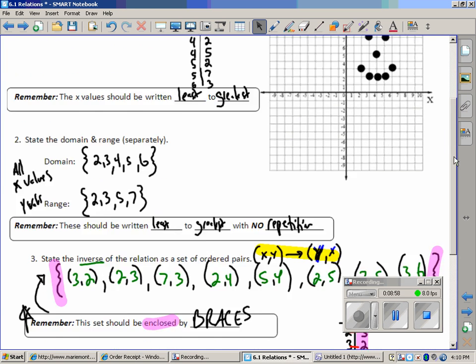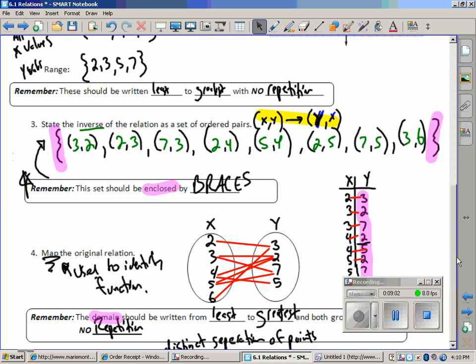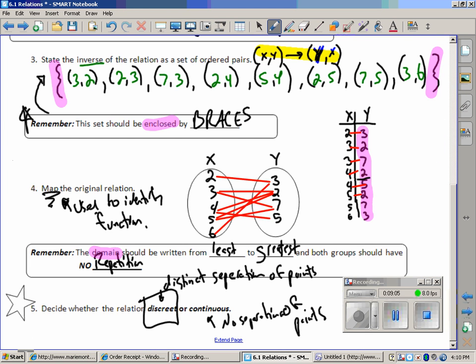Okay, well, what else did I... Oh, yeah, what's this? Well, clear separation of points up here. So I would have to say that that is a discrete relation. Okay, I think I got it all. Lots of definitions in there.